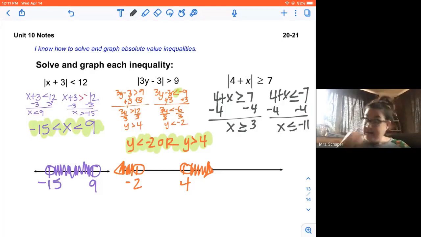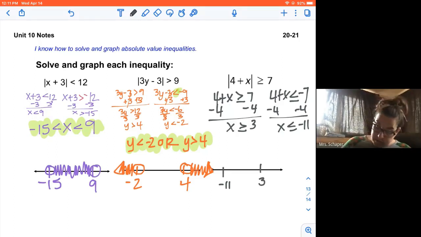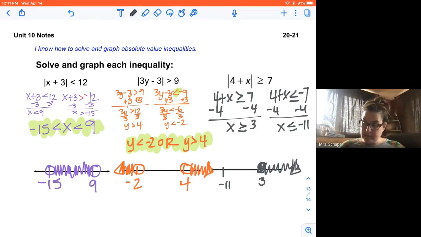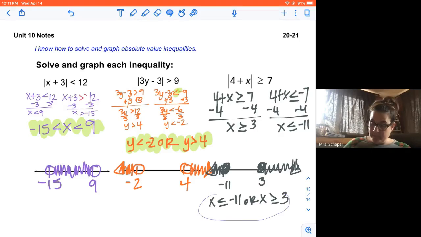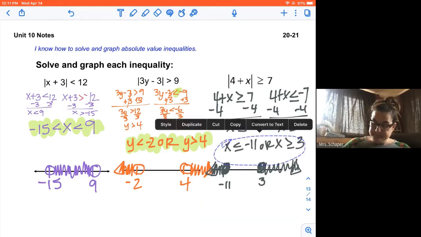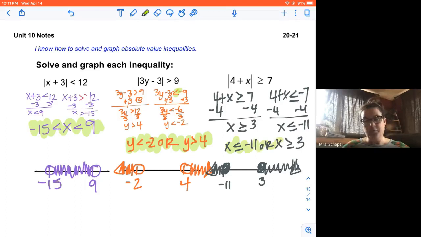So now I need to graph it. Lesser number to the left, greater number to the right. X is more than or equal to 3, so I'm going to fill it in and shade to the right. X is less than or equal to negative 11, shade in, shade to the left. X is less than or equal to negative 11 or x is greater than or equal to 3. I put the word or in between. All right, I have my answer.